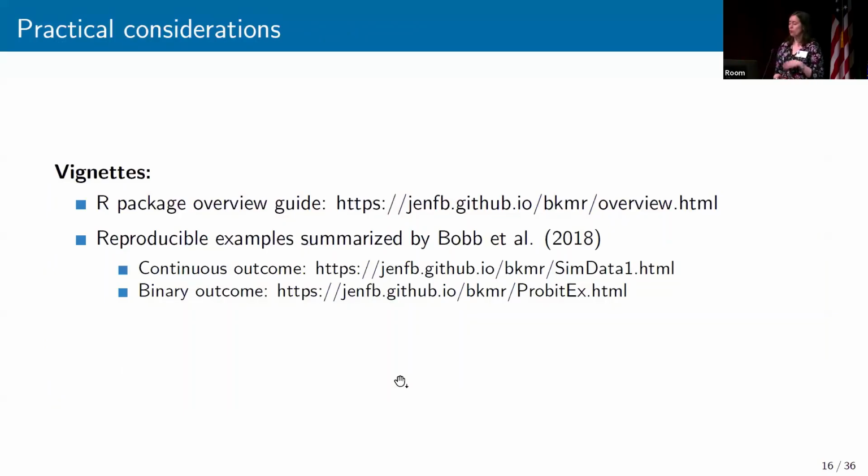So I'll touch on some of the practical considerations, but a lot of these come from vignettes that are available online. So there's an R package overview guide. If you just Google it, it's one of the first links that comes up. And then in that software paper in Environmental Health, there's 2 reproducible examples, a continuous outcome that comes from a workshop that the National Institute of Environmental Health Sciences held several years ago that used 2 data examples, including one from Chris. But this simulated data one, we have code that implements the methods for that data set. And then there's also a binary outcome example with a simulated data set.